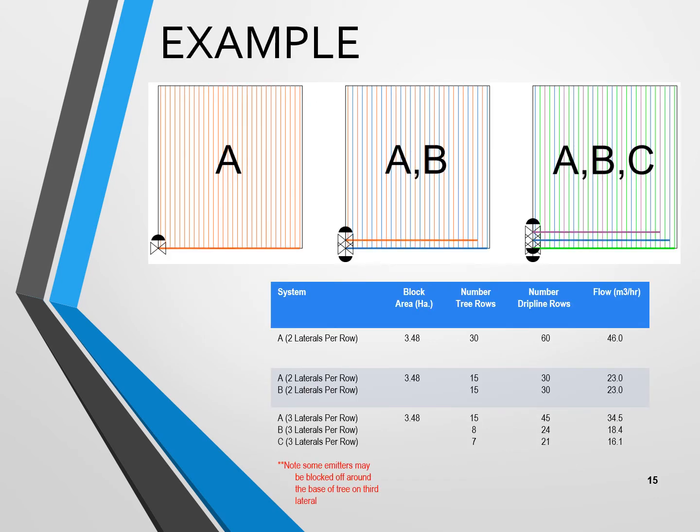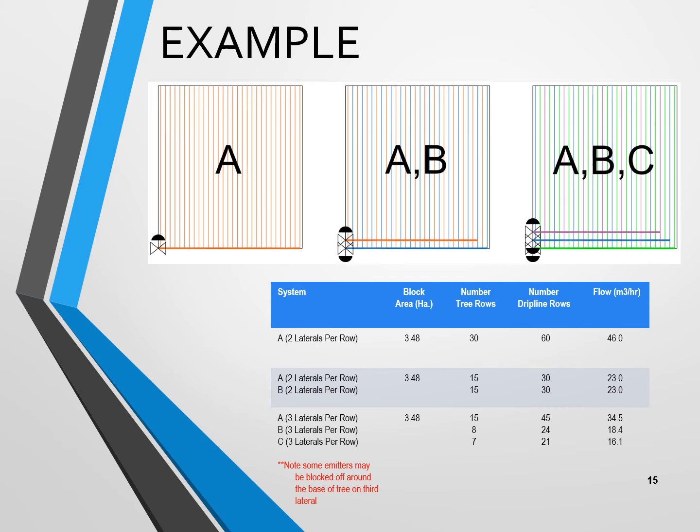In this example, I've shown one block of the 3 systems. In the A system, the total block area is 3.48 hectares. We have 30 tree rows and 60 drip line rows, with a total flow of 46 cubic meters an hour. The AB system, the equivalent block area 3.48 hectares, but as we're only connecting to every second row, each system has 15 tree rows, 30 drip line rows, and 23 cubic meters an hour.